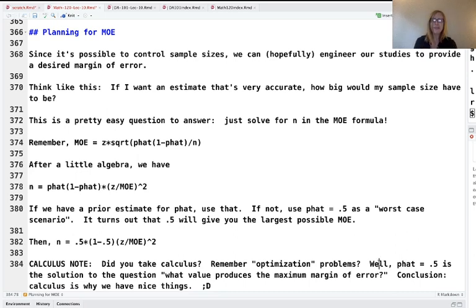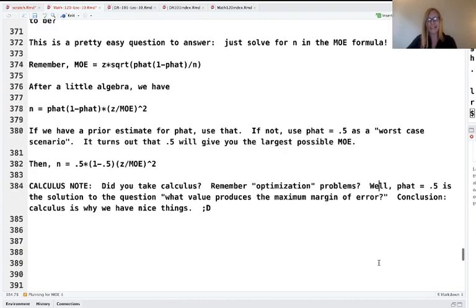And if you really want to, I will totally talk you through this optimization problem in office hours. I think optimization is really cool, and calculus is awesome. I guess that's why I'm a math teacher.